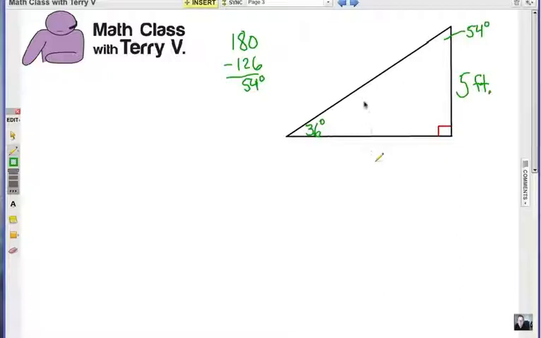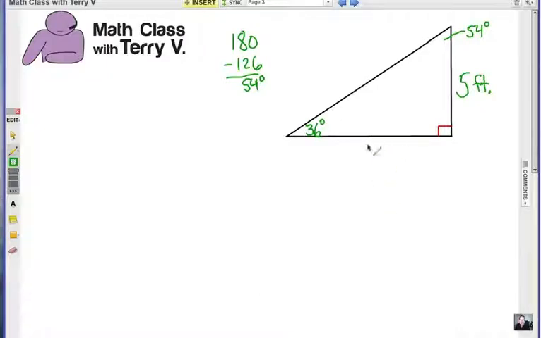Alright, next I need to find either the hypotenuse or this other leg. And I have a choice here. I can use this 36 degree angle as a reference angle and then find either the leg or the hypotenuse, or I could go ahead and use the 54-degree angle as my reference angle. So it just kind of depends. There's an easier way and a harder way to do this, but it doesn't matter. Eventually we'll get the same answer.